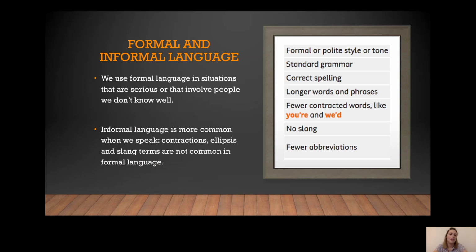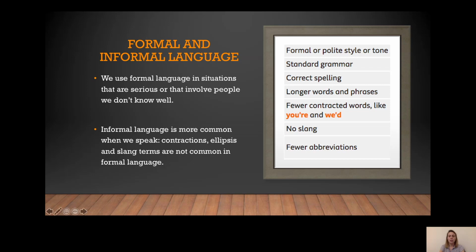Now, let's have a look at the difference between formal and informal language. I'm sure you can remember lots of this, but because formal language is such a huge feature of complaint letters, we will just recap. So formal language is used in situations that are serious or that involve people we don't know well. Informal language is more common when we speak. Contractions, ellipses, and slang terms like hey mate are not common in formal language, nor are abbreviations such as LOL, BRB, ASAP, or anything like that. That would be more appropriate if you're talking to your friend on a device or in person.